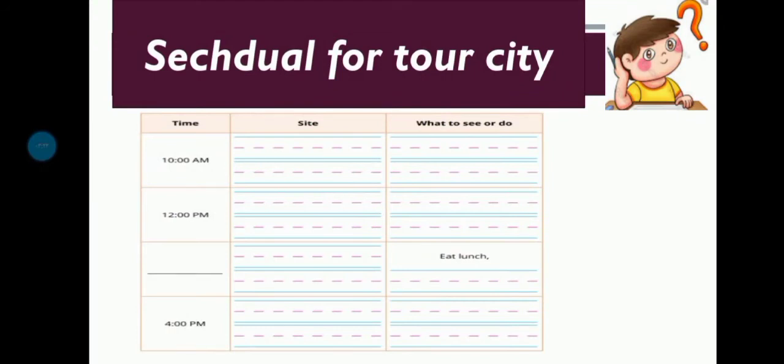Next, it wants you to write a schedule for your tour city. It gives you 3 columns. Number 1, time. Number 2, site. Number 3, what to see or do. Number 1, time. At 10 o'clock a.m. What are the sites the tourists will visit, and what to see or do there?